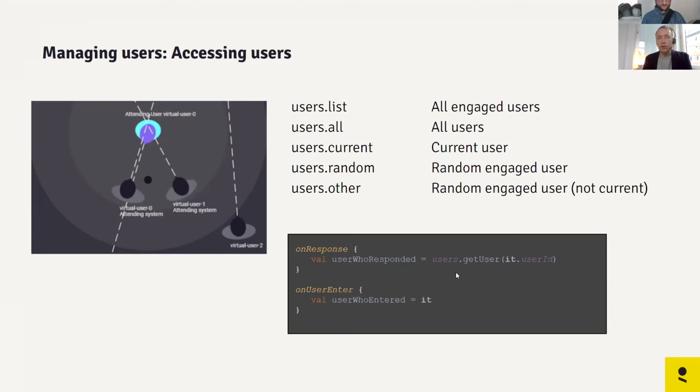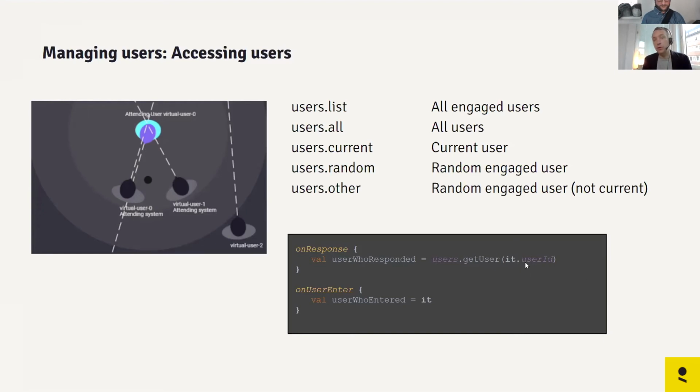You can also retrieve users in triggers. For example, in an on response, you might want to know who was the one responding. If I ask a question, it could be anyone answering here. But if you really want to know who said that, you can retrieve that through this it parameter, which is a thing in Kotlin that is passed to this trigger that contains information about this on-response event.